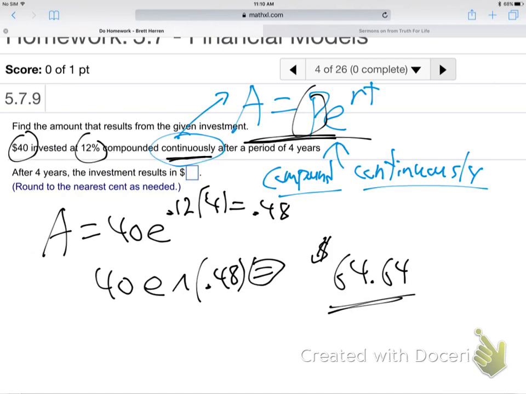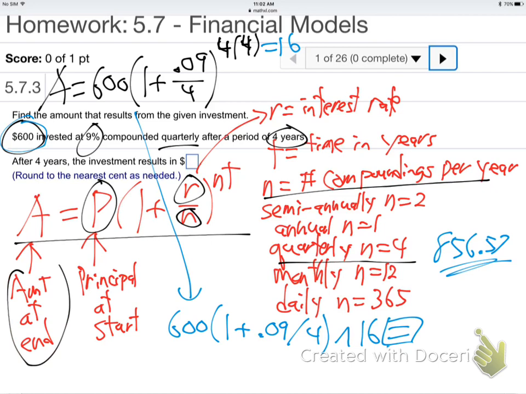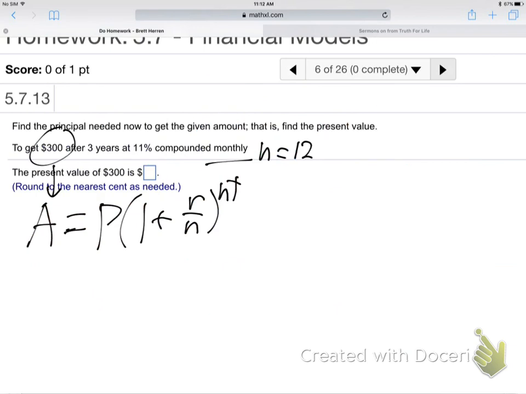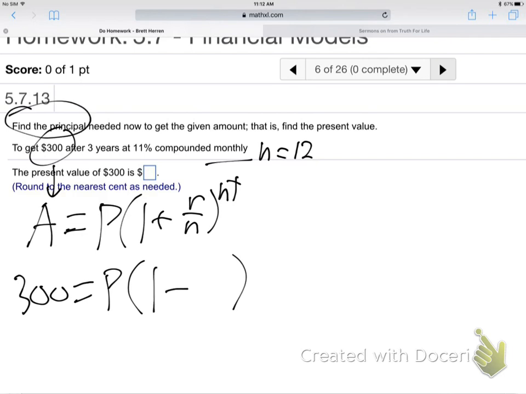Remember the A, if I go back to the original thing here, the A is the amount at the end. The principal is the amount you first put in at the start. So therefore, the 300 is the A. We don't know the P. That's what they're asking us for. Find the principal. The rest is the same. The interest rate is 0.11. The N is 12, as we said. This is 12 times 3, which is the 36 power. So there, we've plugged everything in.